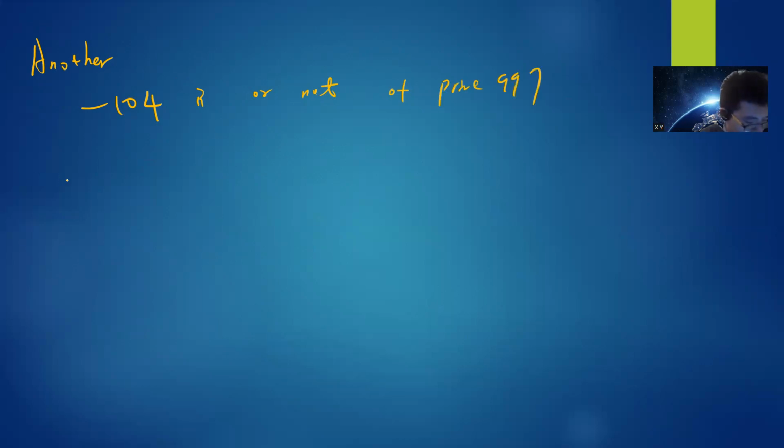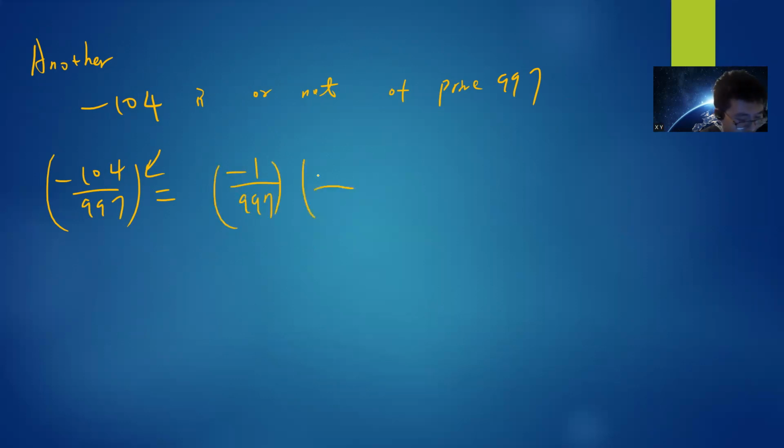Okay, and another example. How about whether minus 104 is a quadratic residue or not, modulo the prime 997? So you calculate this Jacobi symbol, and you can separate out the minus 1. So do the factorization: 2 over 997, 2 over 997, 13 over 997. Okay, and this one is easy to compute.